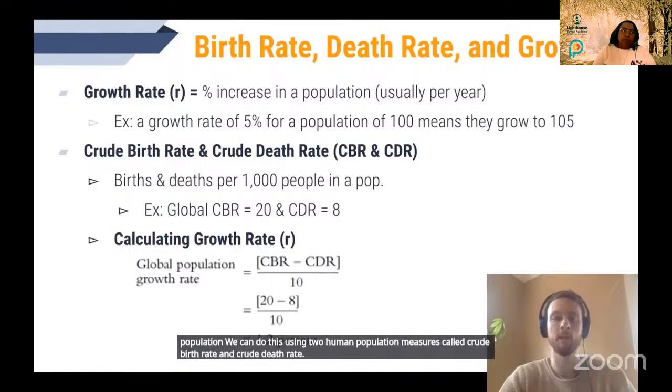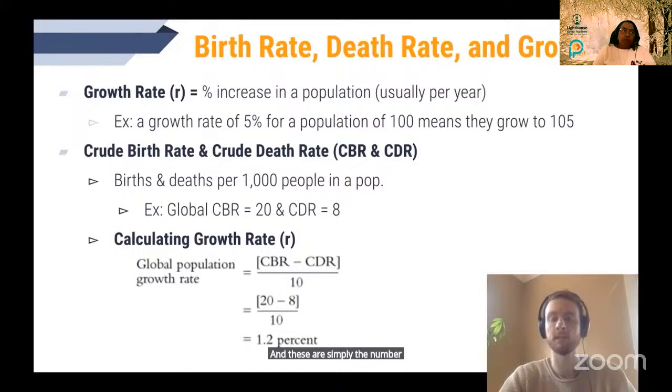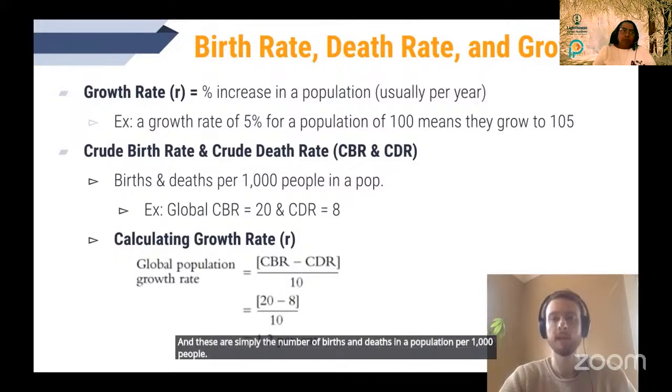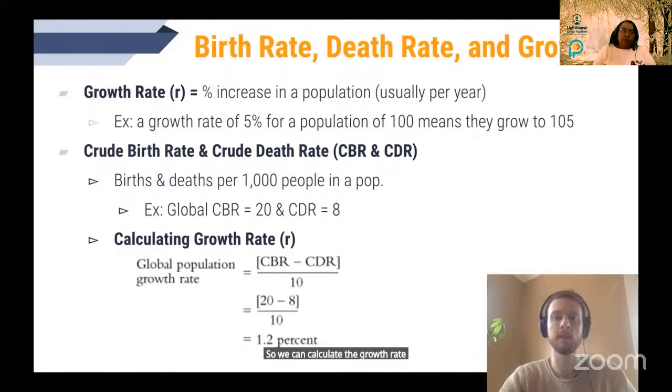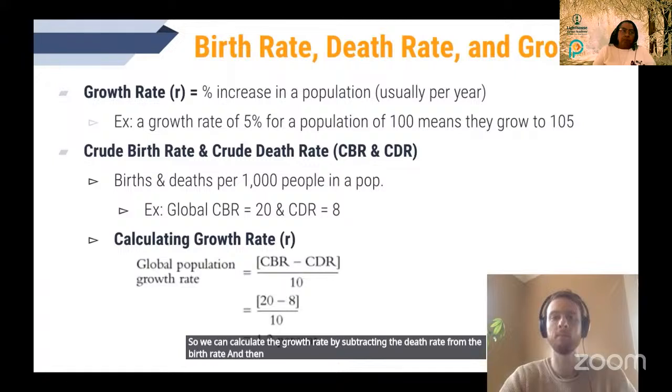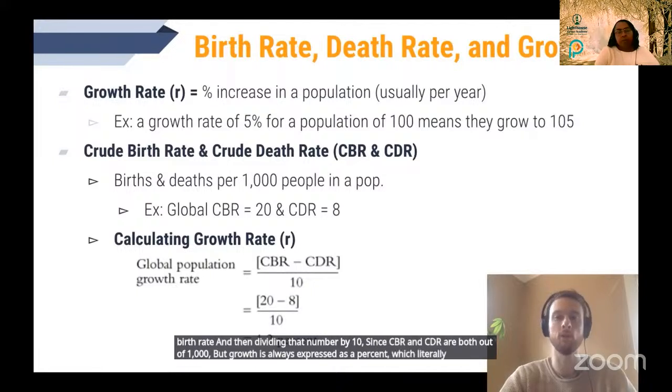And these are simply the number of births and deaths in a population per 1,000 people. So we can calculate the growth rate by subtracting the death rate from the birth rate and then dividing that number by 10, since CBR and CDR are both out of 1,000, but growth is always expressed as a percent, which literally means per 100.